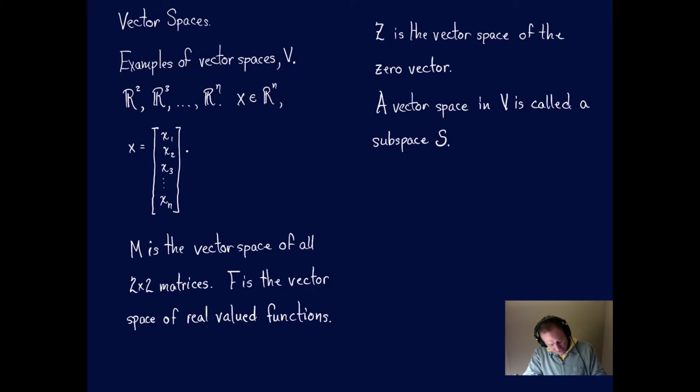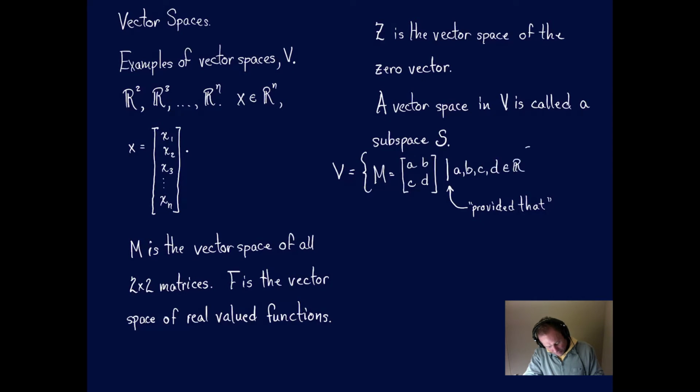So let's look at this. M is the vector space of all 2 by 2 matrices, A, B, C, D. That's what M is. And we're going to say this is the vector space V, provided that, so that's what this vertical bar means, provided that A, B, C, D are any real numbers. So that's what the set of all 2 by 2 matrices is.